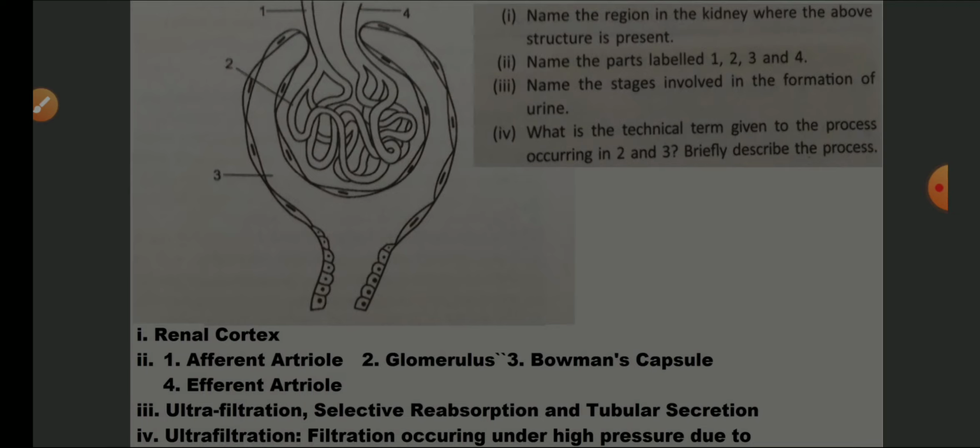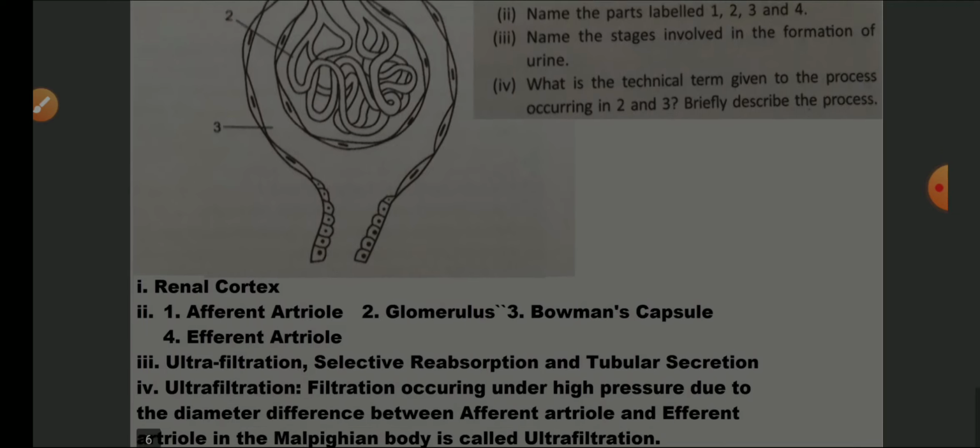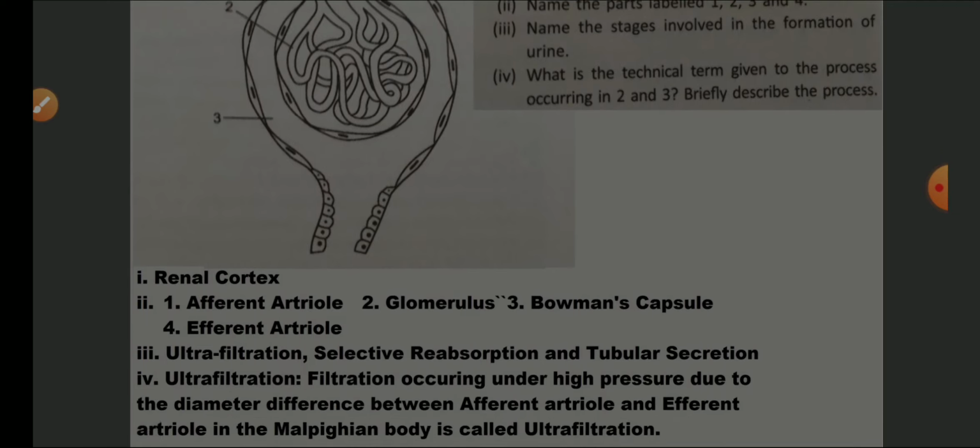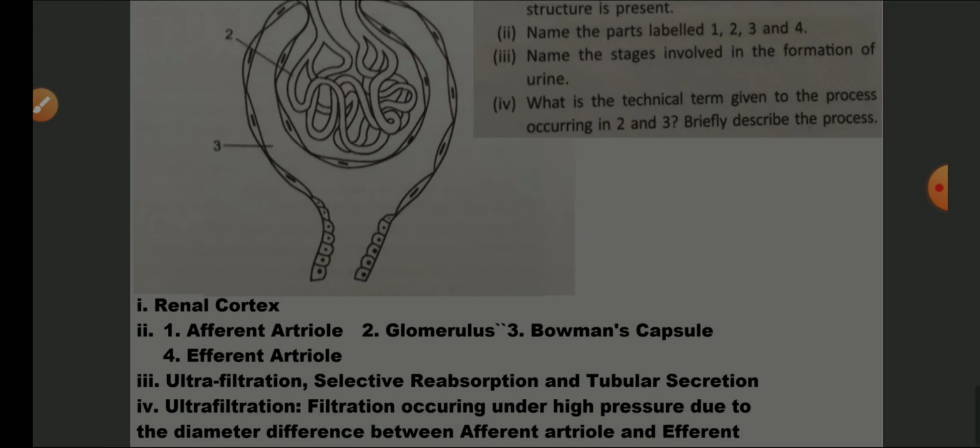What is the technical term given to the process occurring in 2 and 3? It is ultrafiltration. Describe the process. Ultrafiltration means filtration occurring under high pressure due to the diameter difference between the afferent arteriole and efferent arteriole in the Malpighian body. So this is about the structured questions.